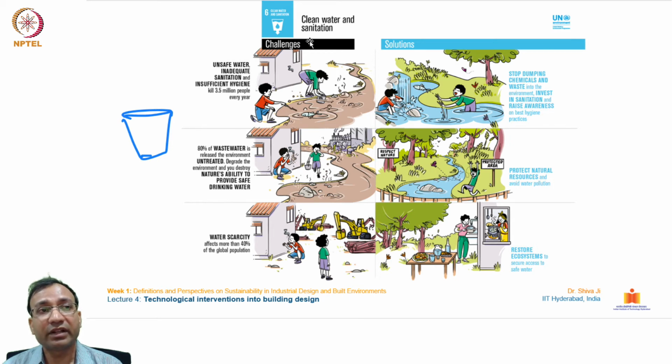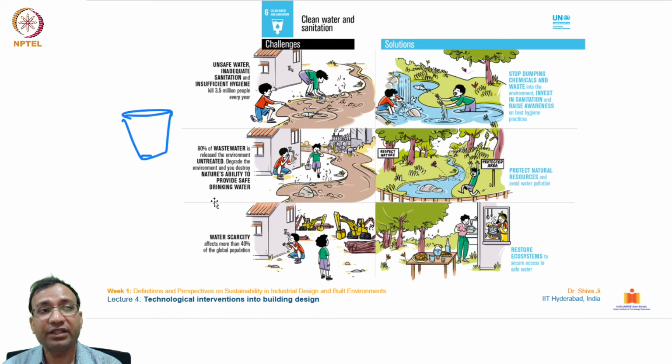You can see over here the challenges are in terms of unsafe water, inadequate sanitation and insufficient hygiene. It kills around 3.5 million people every year. That's a huge number. 35 lakh people are killed just by unsafe water.